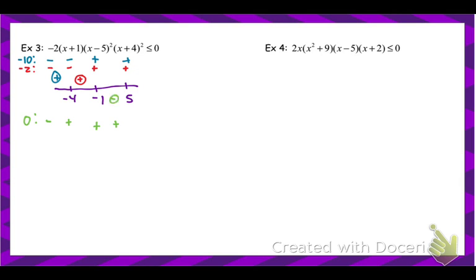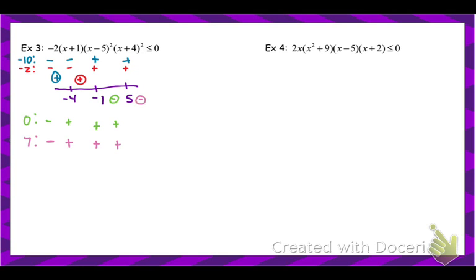And then finally, that last test region. All right, anything greater than 5, let's say 7. I still have that negative on the outside. 7 plus 1 is positive. 7 minus 5 squared is positive. 7 plus 4 squared is positive. So that's going to give me a negative, positive, positive, positive, which is overall negative.